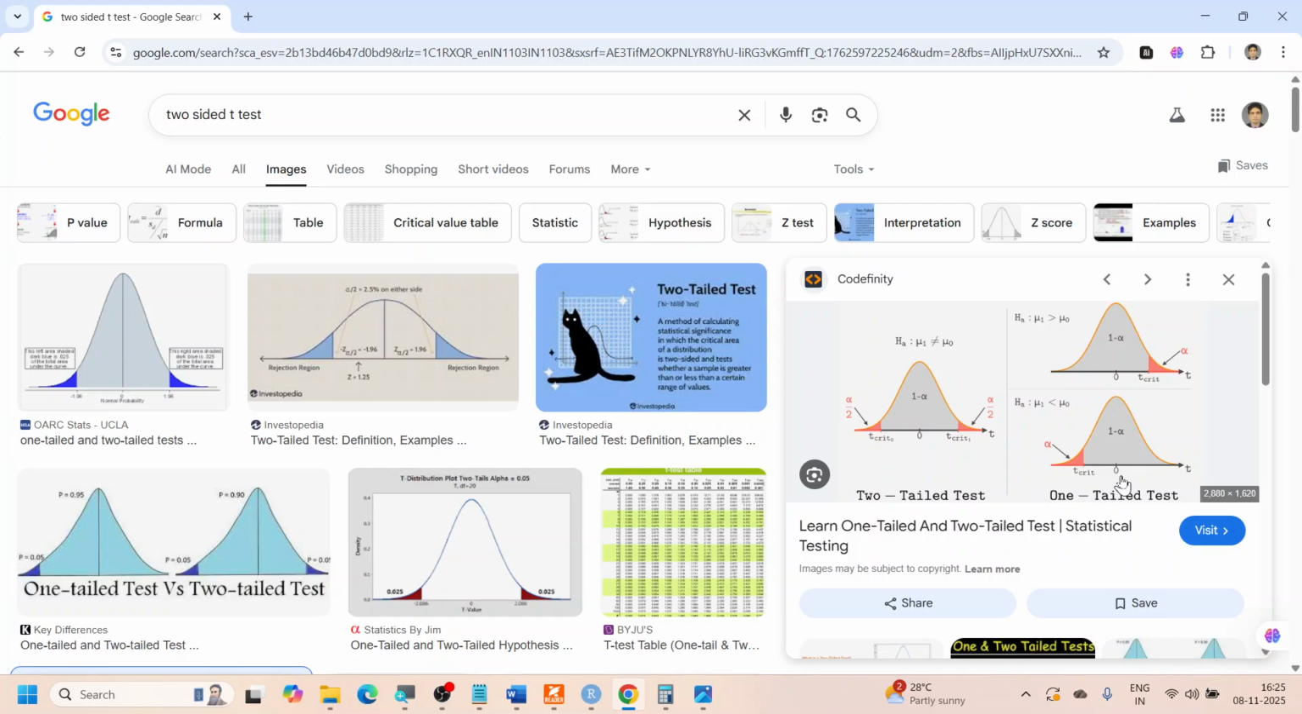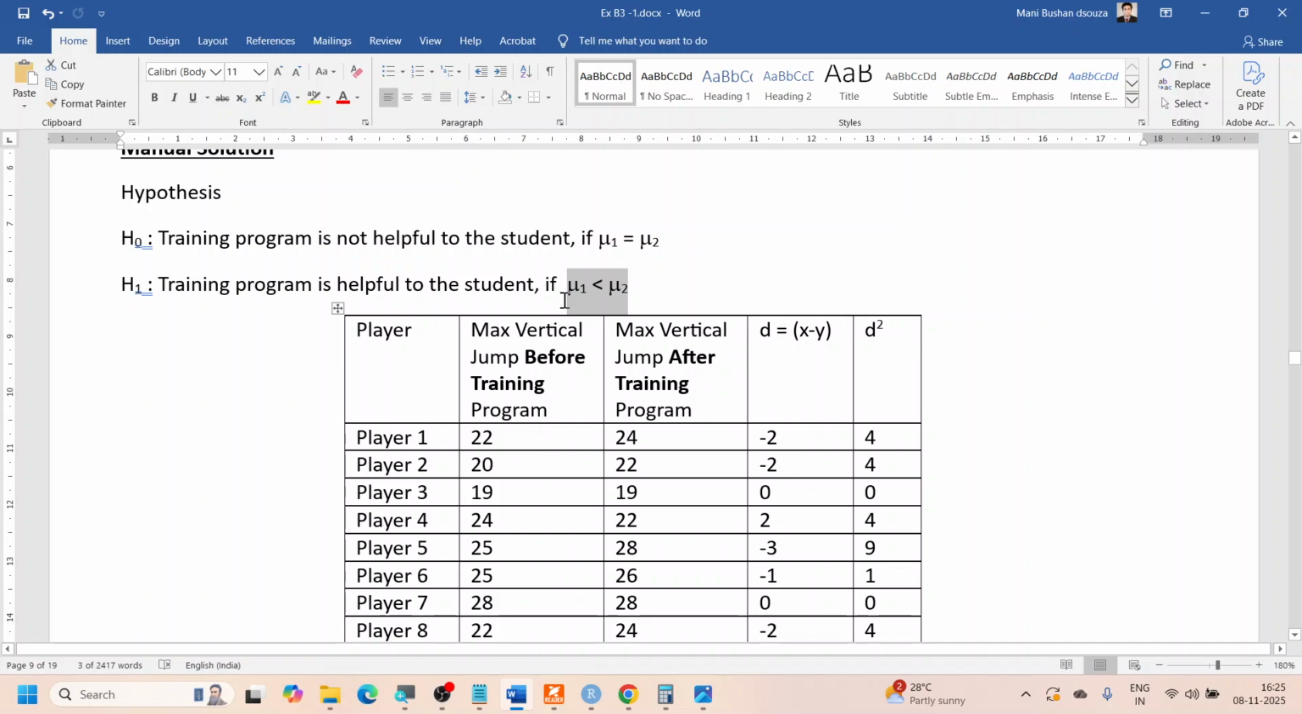This middle one is the 0. If mu1 is greater than mu2, it's going to come on the right hand side. So you may get the value on the left side, right side, or on both the sides. That is, you may be performing either a two-tailed test or a one-tailed test. In our case, we are going to perform the one-tailed test because it is less than the value that is given over here.